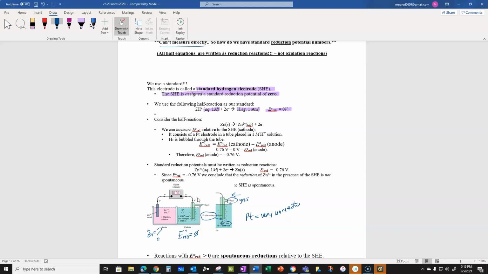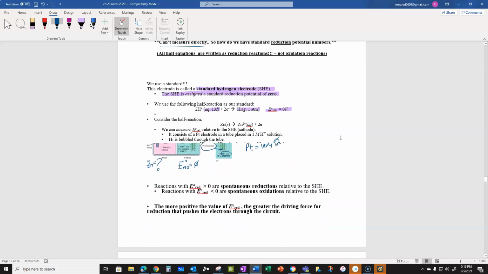So if the hydrogen was 0, and we tested zinc to figure out its cell potential, that's how we figured it out. The same number minus 0 gave me the value that we needed. Okay, so that's how these potential numbers came about. You won't be asked about the history of it. I'm just showing you how these values came.